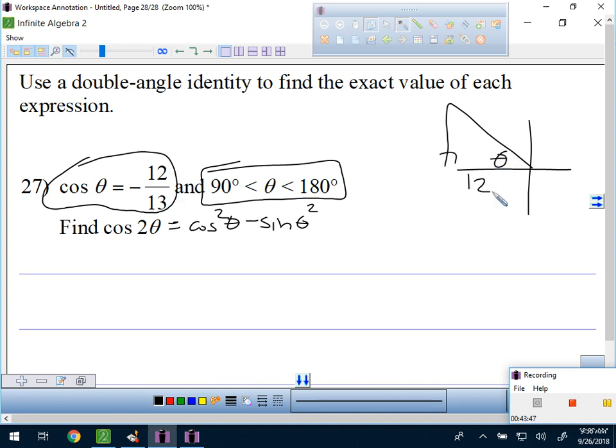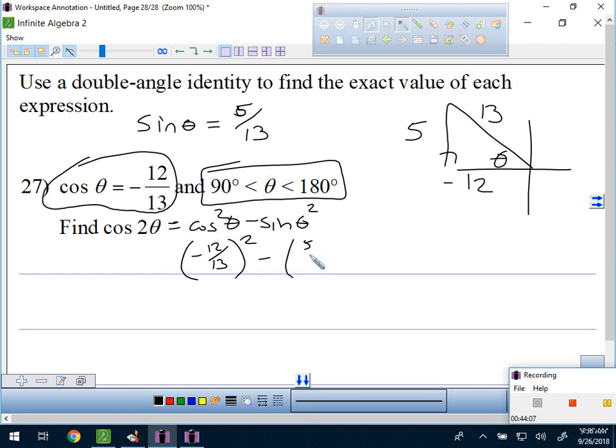Cosine would be adjacent over hypotenuse. This has got to be negative. And so if you do Pythagorean theorem on this, you should get a positive 5 for this side, and I'll let you do that. So that means sine of this situation is 5 over 13. So now let's just plug it in the formula. Cosine was negative 12 over 13. Don't forget to square it. Minus sine, in this case, was 5 over 13.